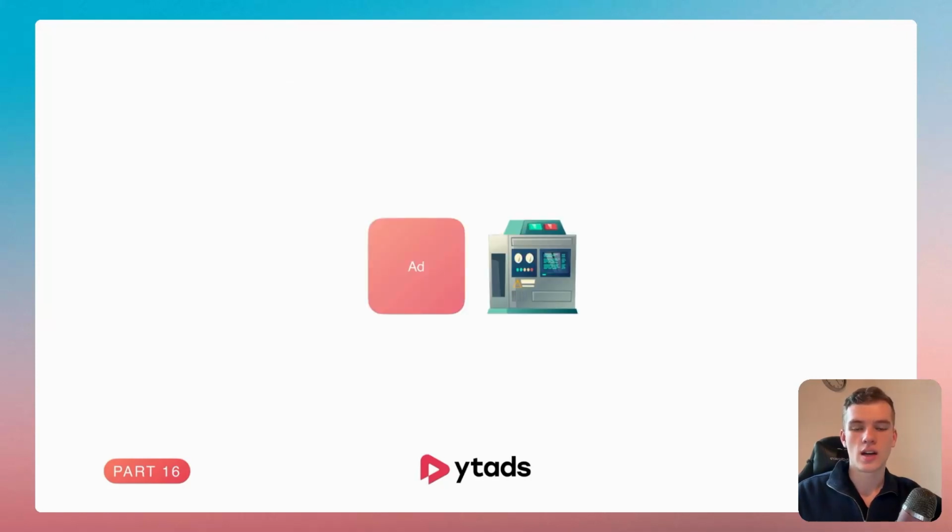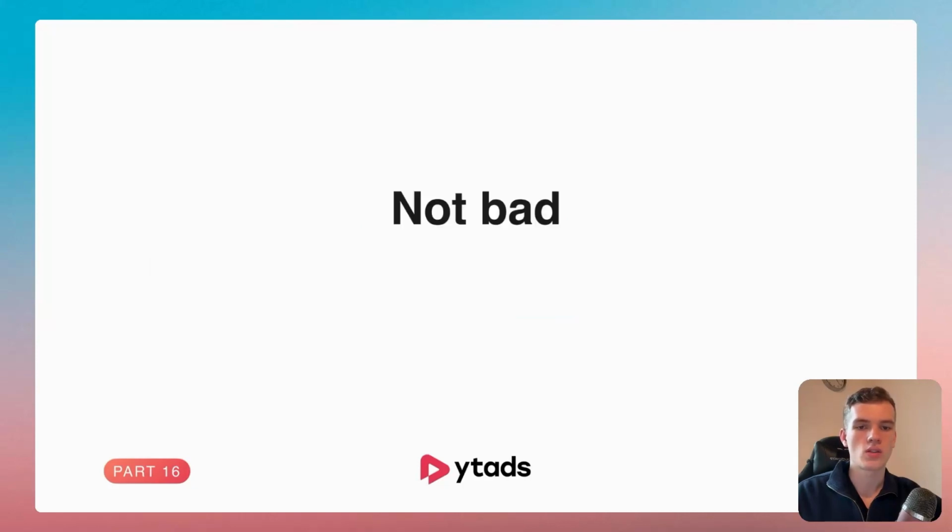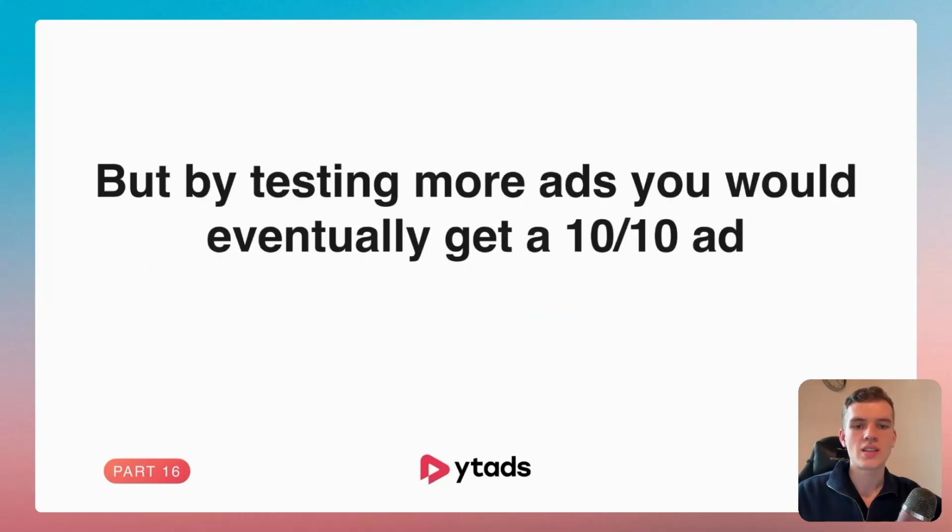Let's look at a visual example. We have an ad. That's your ad. That's the ad you're probably running right now on YouTube. And let's say that ad is a 5 out of 10. If we put $100 in ad spend into this ad, we will get $400 in revenue out. That's not bad. But by testing more ads, you would eventually get a 10 out of 10 ad.